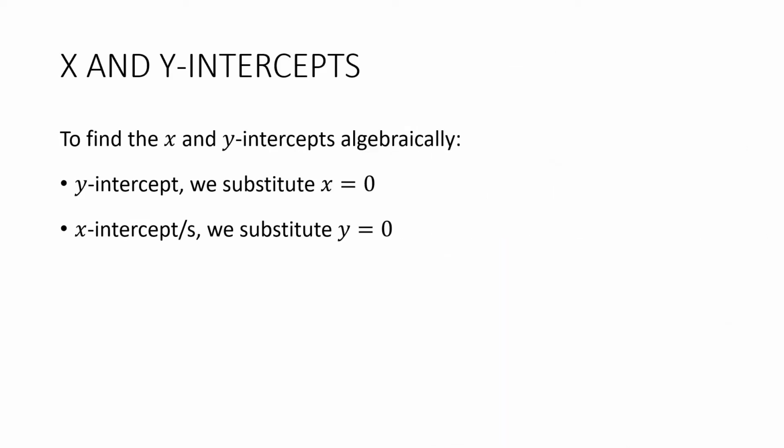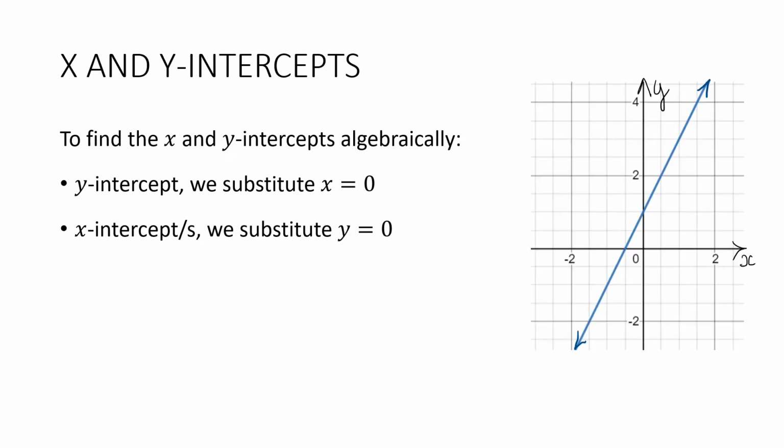We can also find the x and y intercepts algebraically. To find the y-intercept, we substitute x equals 0. To find the x-intercepts, we substitute y equals 0. It's all very well just to memorize that. It's really important that you understand why that is. So looking at a simple graph, here's the y-intercept here. That happens where x is equal to 0. Here's the x-intercept. That happens when y is equal to 0.